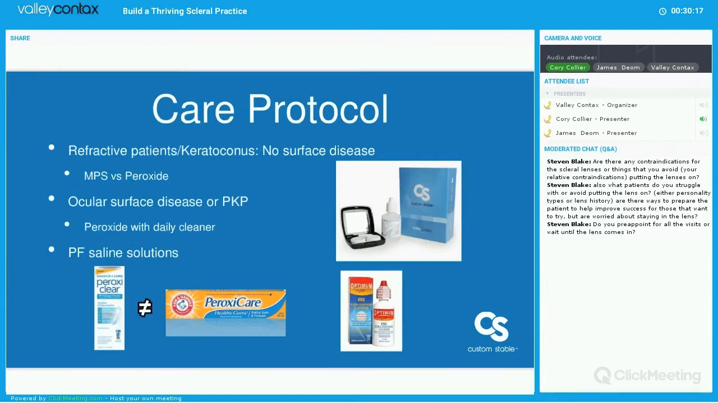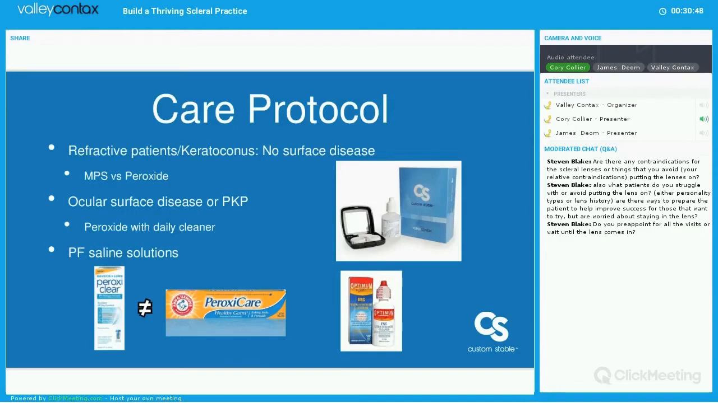So moving on to other protocols. Once we establish how the patient is going to flow through our practice, and again, every practice will be different, you have to decide what works best for you and your patient. The next thing to do is try to set up repeatable protocols that you use for your scleral lens patients, so that one, this is this type of patient, I know what type of cleaning regimen they're doing, I know what they're doing on a daily basis with these lenses. And two, your staff knows, and the patients are all on the same page.